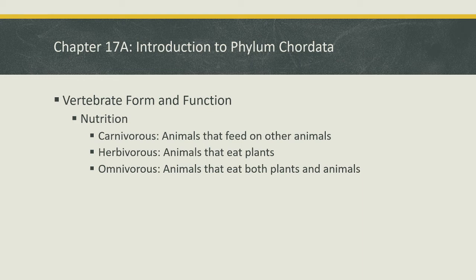Then another way of categorizing vertebrates is based on how they get their nutrition. So there are carnivorous vertebrates, also known as carnivores, and they are animals that feed on other animals. There are herbivorous animals, animals that eat plants. We call them the herbivores. And then there are the omnivores, or the omnivorous vertebrates, and they are animals that eat both plants and animals.